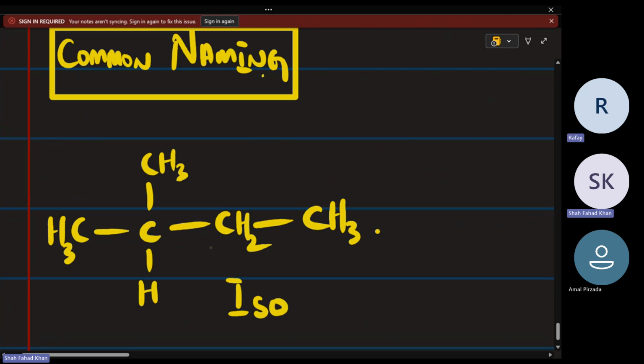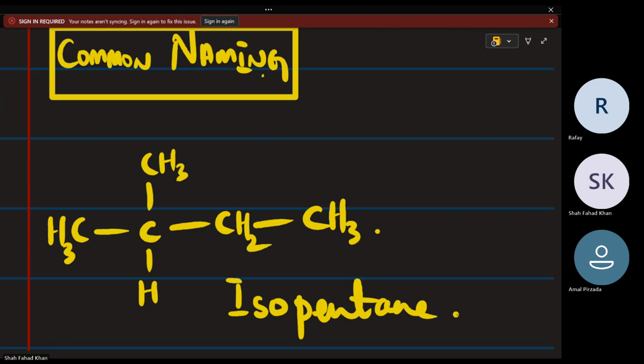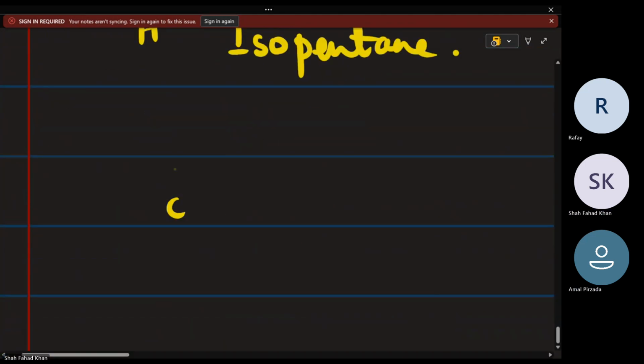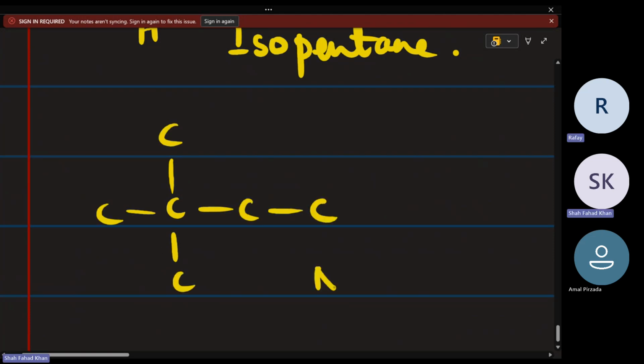In this case, you don't just count the number of carbon atoms in a straight chain, you count the total number of carbon atoms that you have. You have 5 carbons, so this is called isopentane. Understood? What if you have two methyl groups attached to the second last carbon? Like this, then it becomes neo, and the total number of carbon atoms is 6 now, right? Neohexane. That's how you name it.